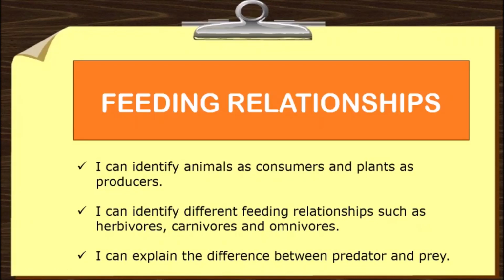Hello, everybody. We're going to talk about feeding relationships. The aim of this lesson is to be able to identify animals as consumers and plants as producers, to identify different feeding relationships such as herbivores, carnivores, and omnivores, and to explain the difference between predator and prey.